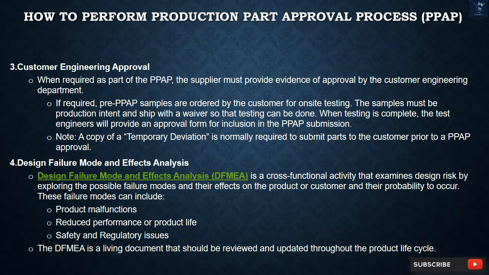Design Failure Mode and Effects Analysis. Design Failure Mode and Effects Analysis, DFMEA, is a cross-functional activity that examines design risk by exploring the possible failure modes and their effects on the product or customer and their probability to occur. These failure modes can include product malfunctions, reduced performance or product life, safety and regulatory issues. The DFMEA is a living document that should be reviewed and updated throughout the product life cycle.